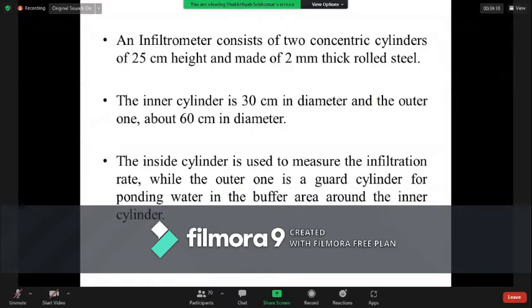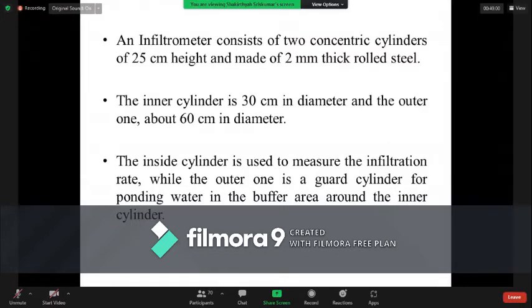An infiltrometer consists of two concentric cylinders of 25 centimeter height, made of 2 millimeter thick rolled steel. The inner cylinder is 30 centimeter in diameter and the outer cylinder is about 60 centimeter in diameter. The inside cylinder is used to measure the infiltration rate, while the outer one is a guard cylinder for ponding water in the buffer area around the inner cylinder.